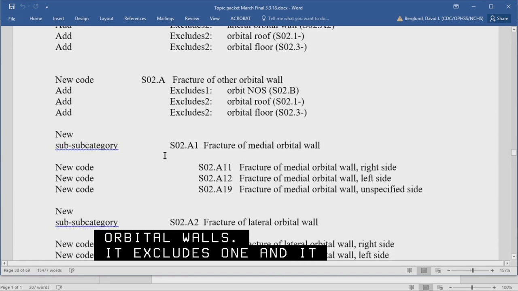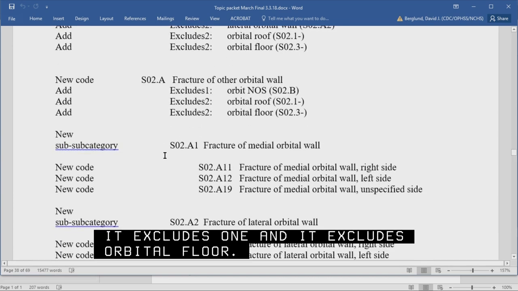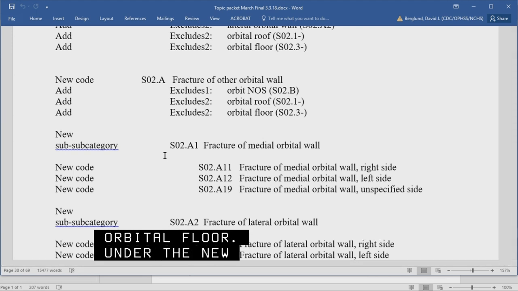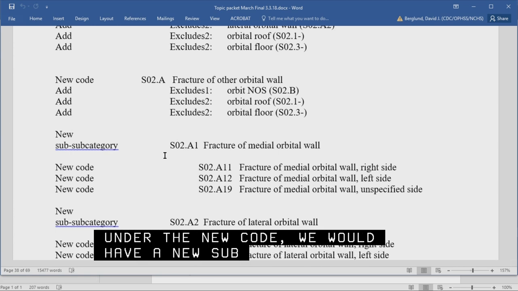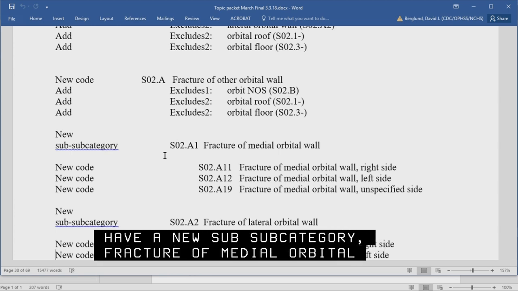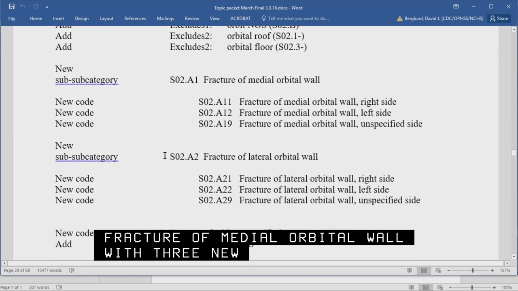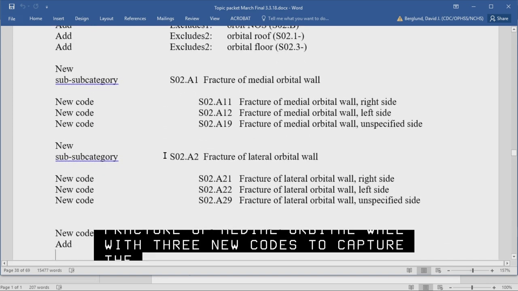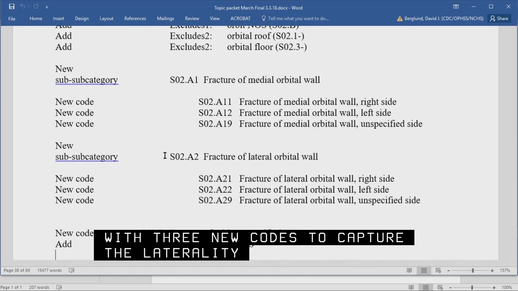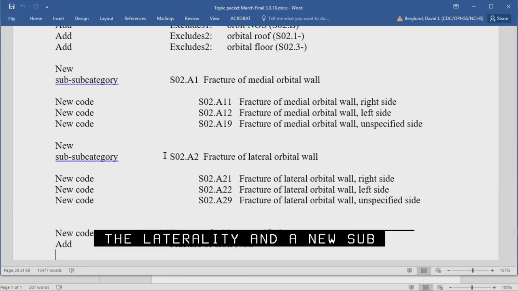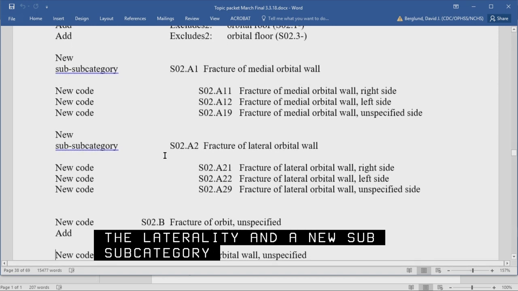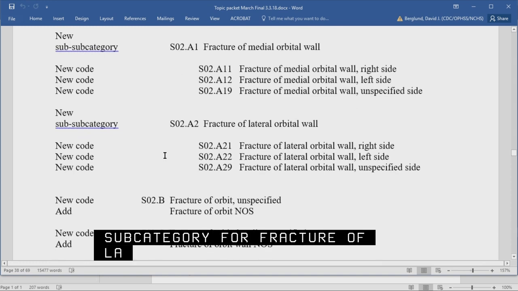Under the new code, we would have a new sub-subcategory S02.A1, fracture of medial orbital wall, with three new codes to capture the laterality, and a new sub-subcategory S02.A2 for fracture of lateral orbital wall, again, with three new codes to capture the laterality.